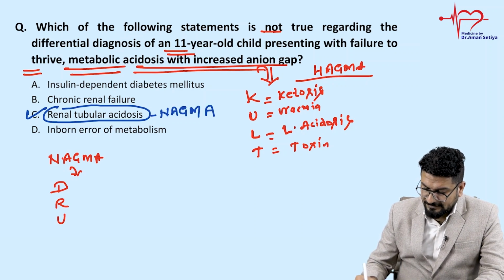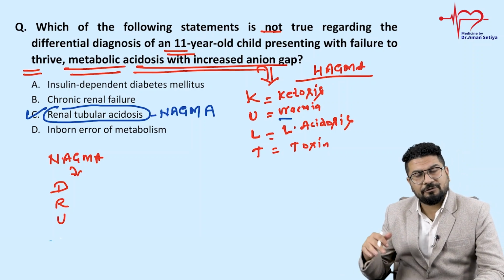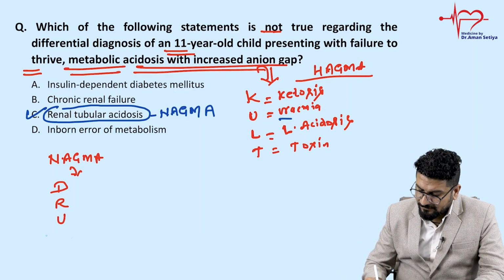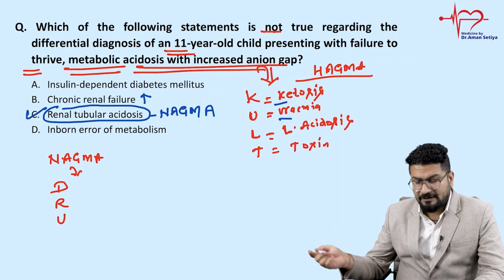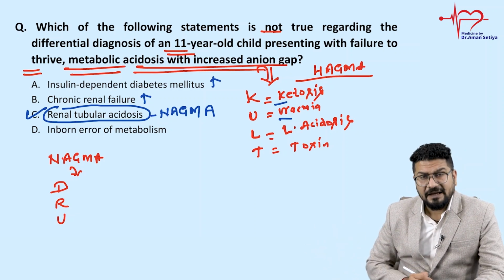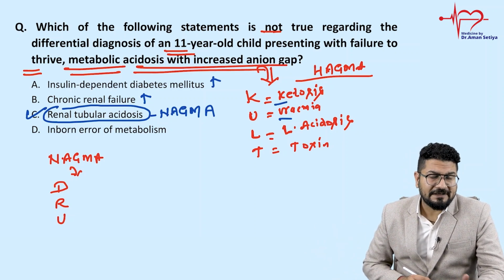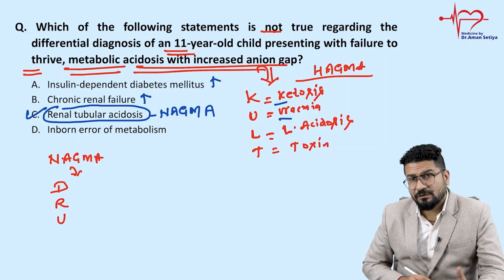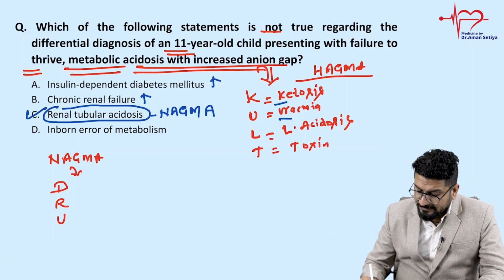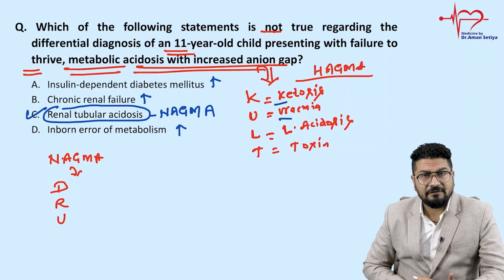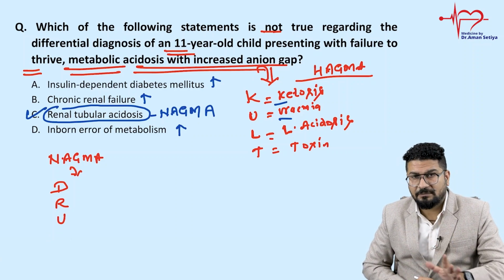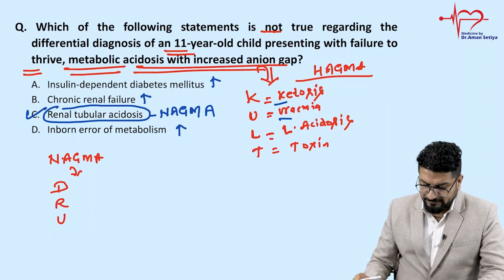If you ask me about renal failure, uremia means it could be AKI or CKD, and that will have increased anion gap. Diabetes mellitus can convert into DKA, which has increased anion gap. Inborn errors of metabolism can produce ketosis or lactic acidosis, which again leads to increased anion gap. Understand RTA, whether type 1, type 2 or type 4, all RTA will have NAGMA, that is normal anion gap metabolic acidosis. Very, very important.